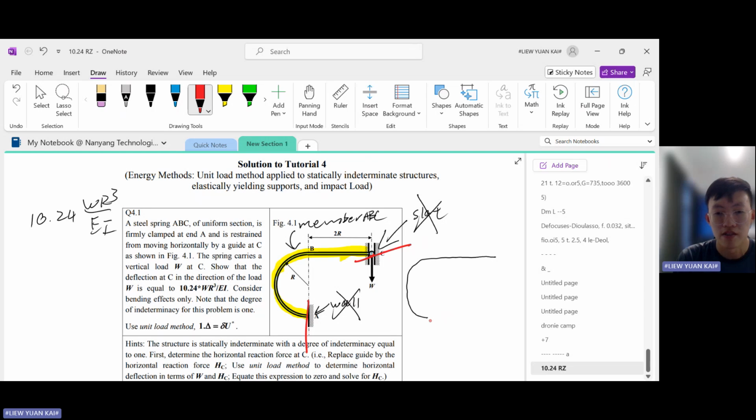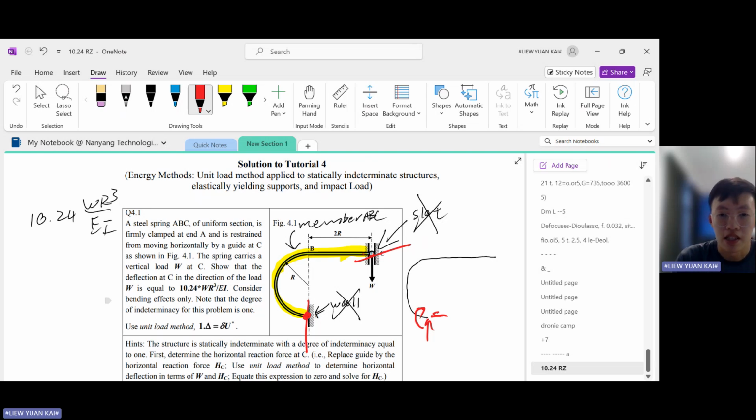So what are the reaction forces at the wall? Because this spring is built into this wall, there will be a reaction horizontal force, a reaction vertical force, and a reaction moment. Because it is built in, there will be three things: reaction moment, reaction vertical force, and reaction horizontal force.